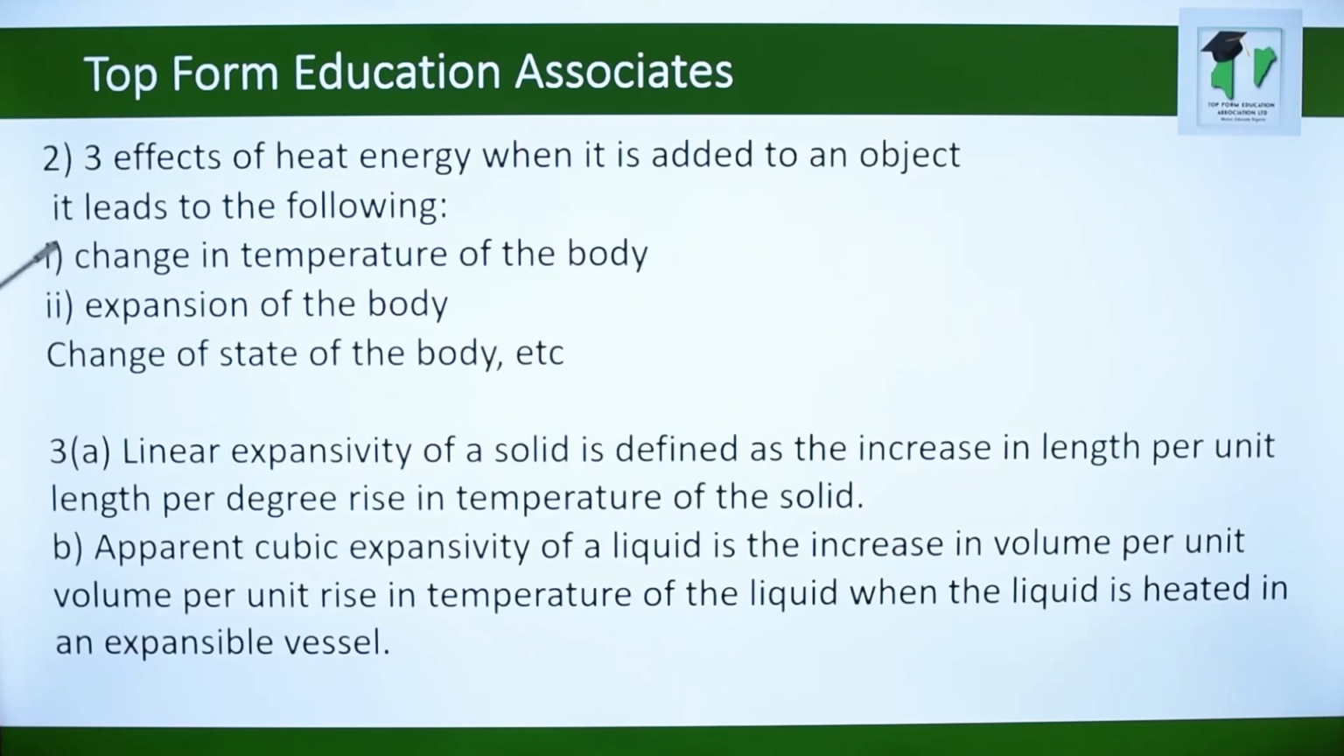Number 2, you have to list 3 effects of heat energy when it is added to an object. What are the effects? Number 1, it leads to change in temperature of the body. If you add heat to an object, it increases the temperature, and it can still lead to expansion of the body. For instance, you're cooking something like rice. If you add heat, the size will rise. Expansion of the body. Something like metal objects also, expansible ones, the body of such objects will expand.